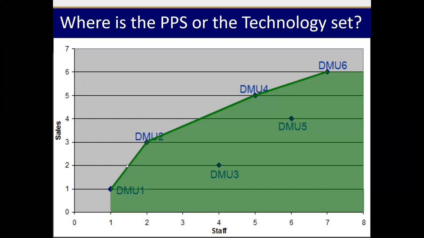Now go ahead with the second point. The second point would also be to increase sales. So it can increase sales from its current position.